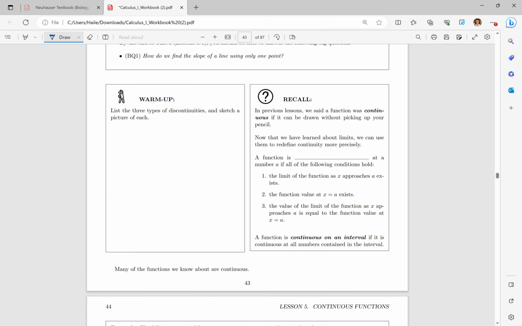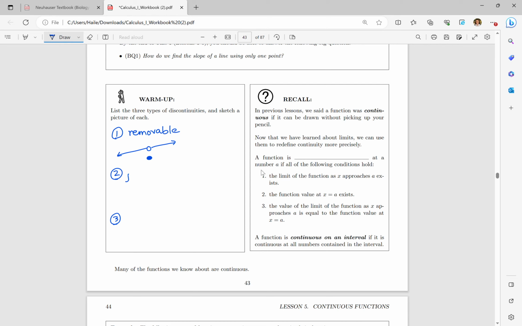As a warm-up, let's list the three types of discontinuities and sketch a picture of each. Throughout your lessons on limits, we've learned that we have three types of discontinuities. One of them is called removable, and a quick picture of this would be something like a hole with a point outside of the hole.